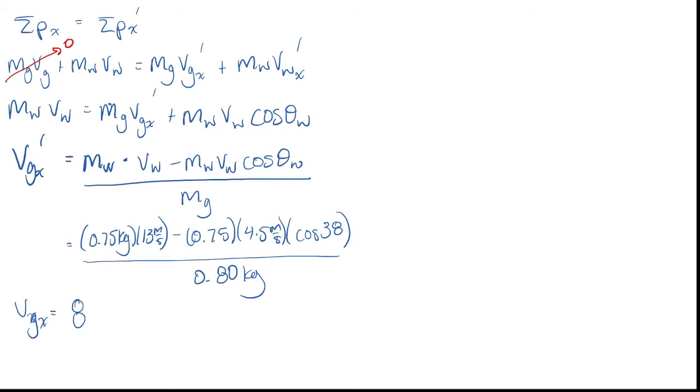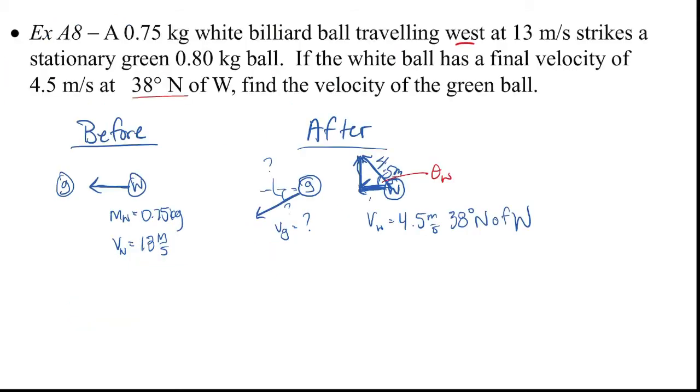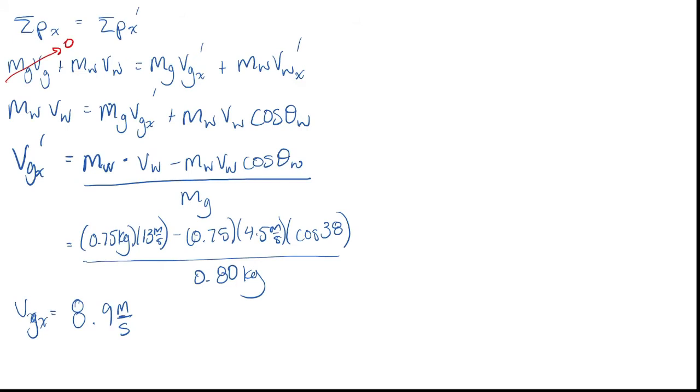And so the velocity we get for the x direction of the green ball is 8.9 meters per second. Okay, so going back to our diagram here, that's this guy in the x direction, so that guy's 8.9 meters per second. So you see hopefully what's happening is we're finding the x direction, and then we can find the y direction, and then we can use Pythagoras to actually find what the velocity of the green ball would be. So hopefully you're seeing that so far and getting where we're trying to go with this.